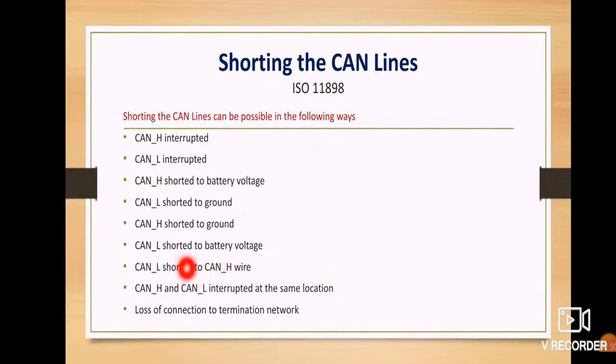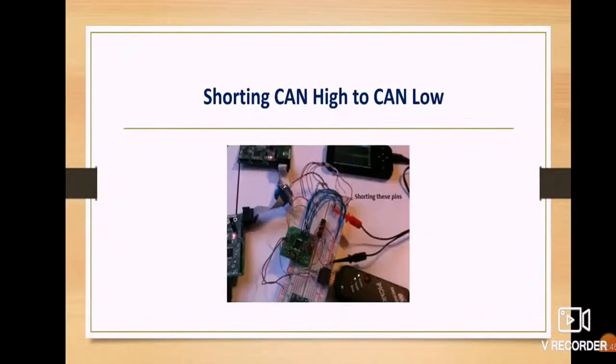This is also one of the awkward situations that happens mainly at the end customer's place: there is a loss of connection to the termination network. So these are all the different ways that make the CAN lines achieve bus off condition. Let's see them one by one. First, shorting CAN high to CAN low.